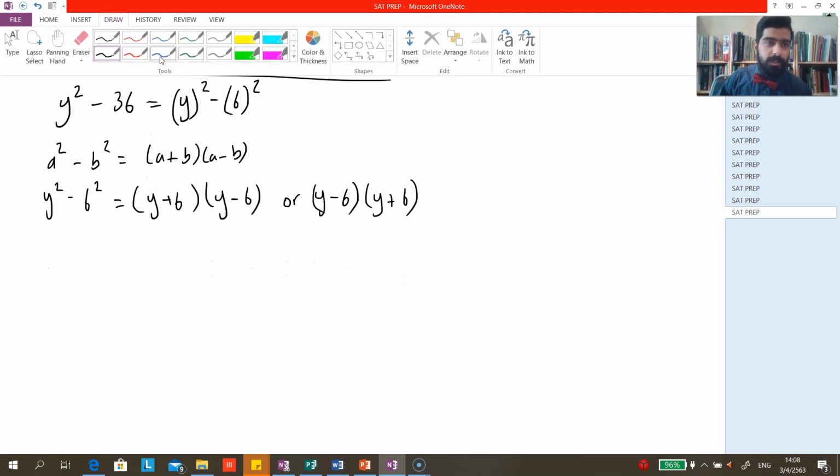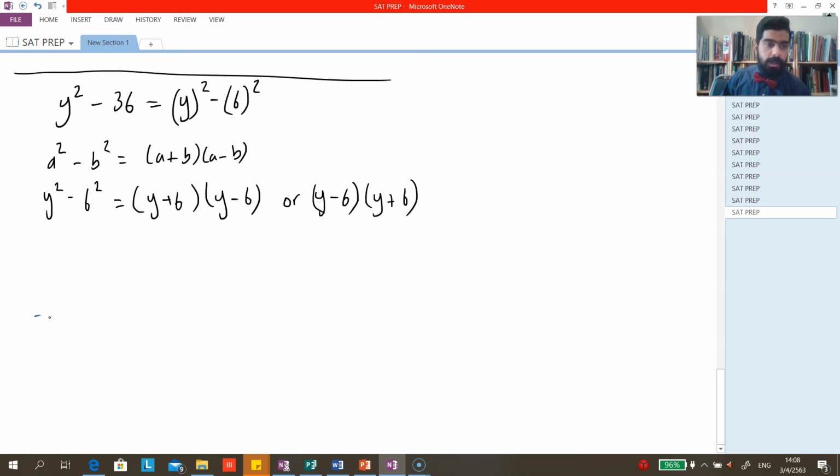Let me change the color. Let's say I have 9x squared minus 25. This I can write as 3x to the power of 2, because 3 times 3, or 3 to the power of 2, will give us 9, and x to the power of 2 is x squared, minus 25. We can also write it as 5 to the power of 2.